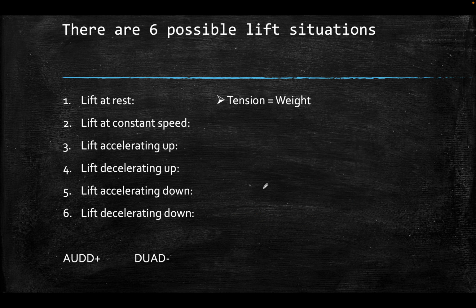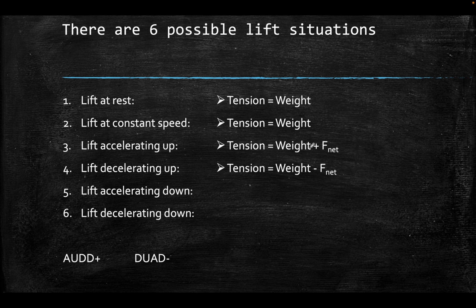Okay, same formula. Six possible scenarios. Like I mentioned, if the lift is at rest, it's the same. At constant speed, it's the same. Accelerating up, you will add: weight plus F net. These are little shortcuts for you. If it's decelerating up, you will do weight minus F net. Tension for accelerating down is also minus. Tension for decelerating down is plus.